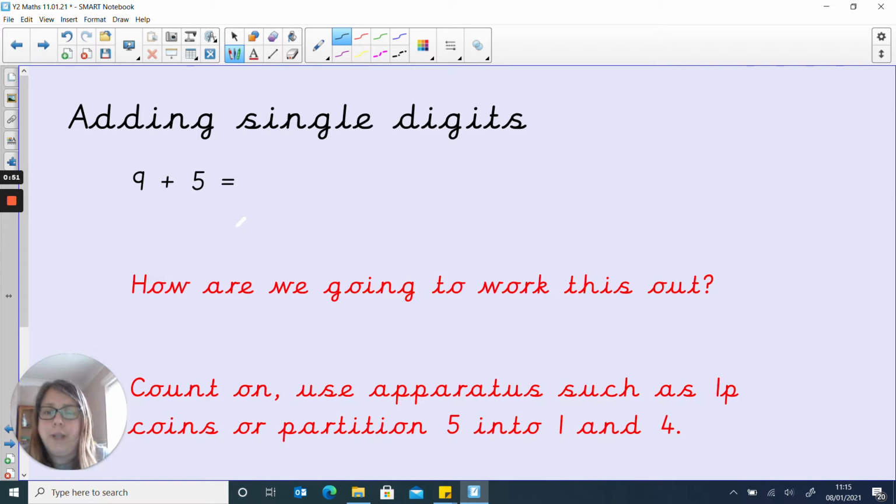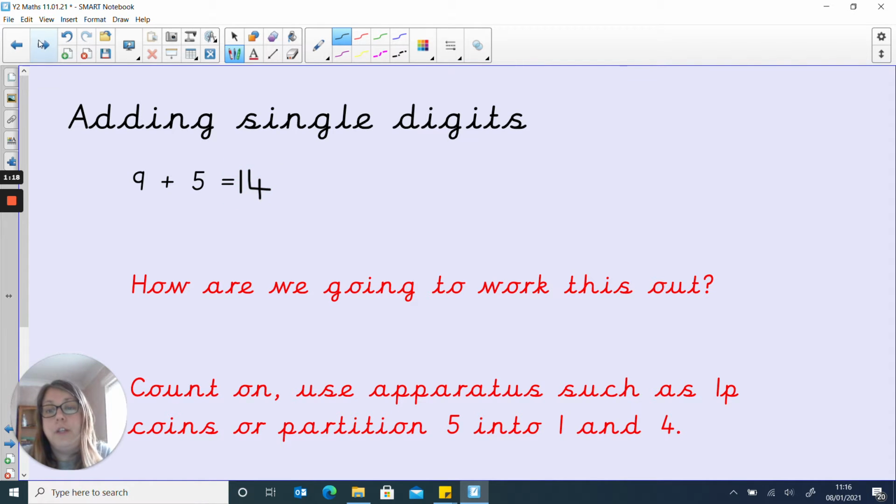I think a lot of you will either need to get 9 and 5 and add them together, or start at 9 and then use your fingers to count on 5. That's the one I'm going to show you now. So if we put 9 in our head, and then we're going to add 5, we'd go 9, 10, 11, 12, 13, 14. So then I would write 14 there.